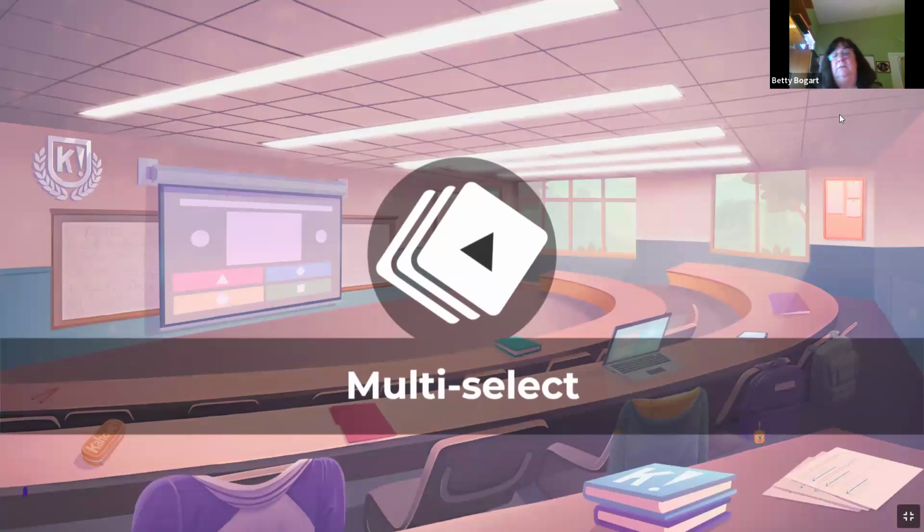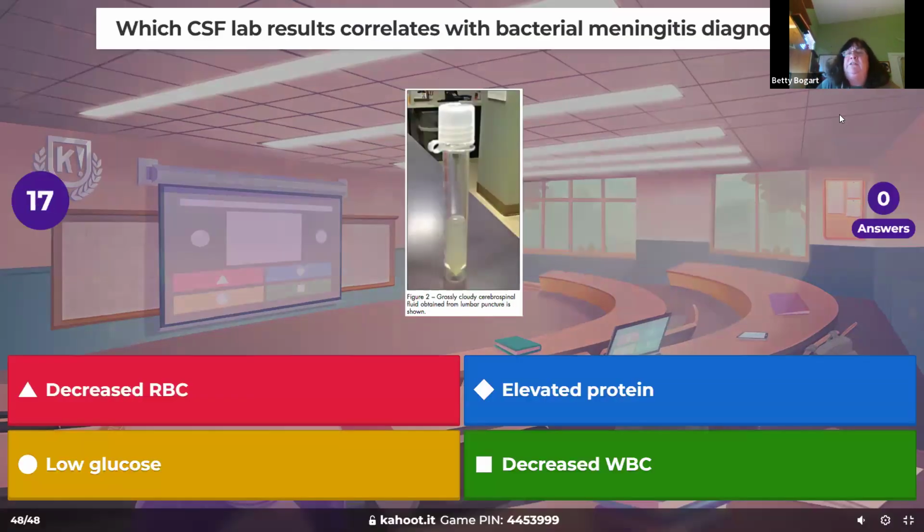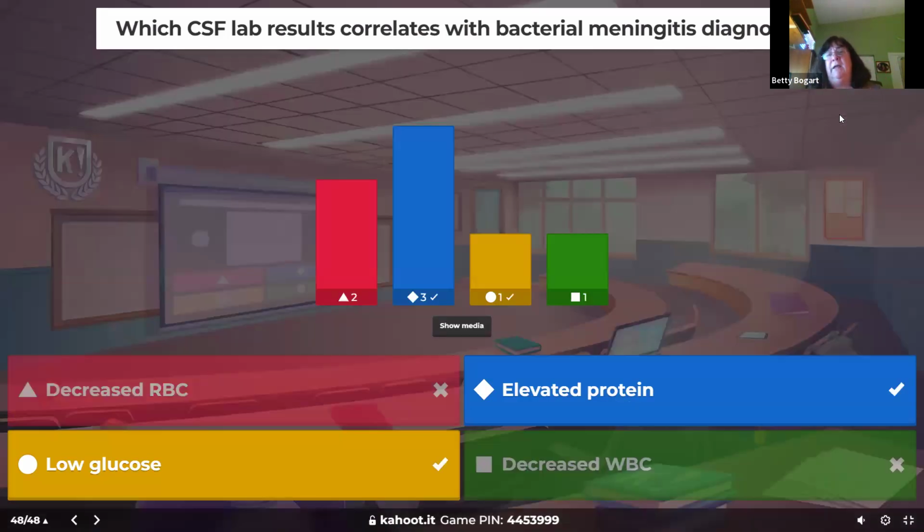And last question, a multi. Which CSF lab result correlates with bacterial meningitis? What would you see? I used to watch them do the LPs, and I would look number one at the color of the CSF. If it's clear, it's viral. If it's cloudy, it's going to be bacterial. That's the white blood cells that are in there. And bacteria loves sugar, so it eats it up. So blood sugars are low, and it leaves the protein alone, so they're elevated.